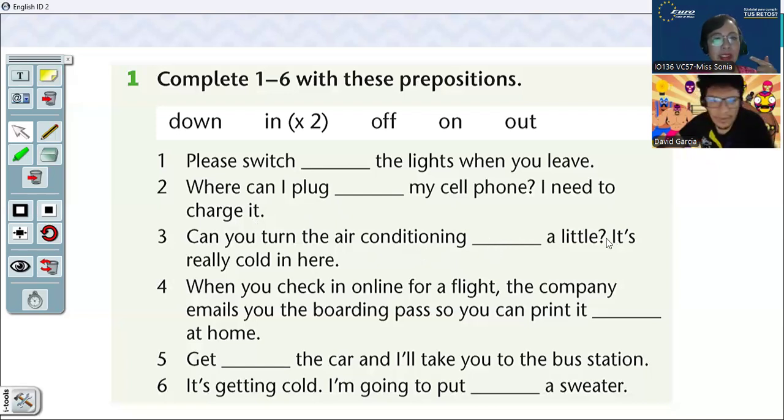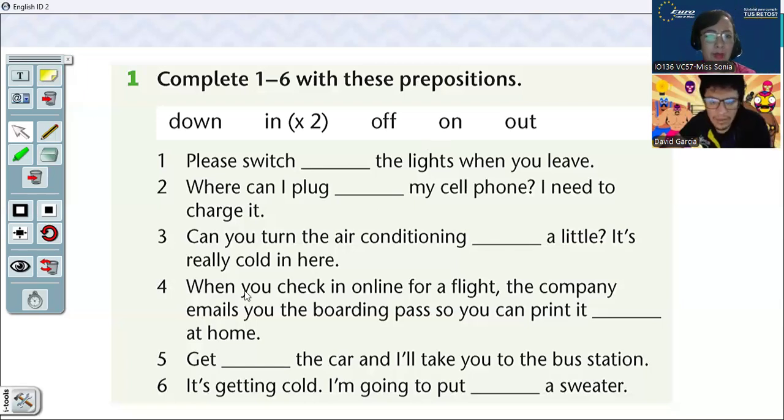Down or up, because it says it's really cold in here. I have a little question. For me, it's up, but we don't have up. If you say turn it down, it's really cold in here doesn't make sense, no? You turn the air conditioning up. It's really cold in here, so you need it a little bit warmer, right? You are right. We're missing up.